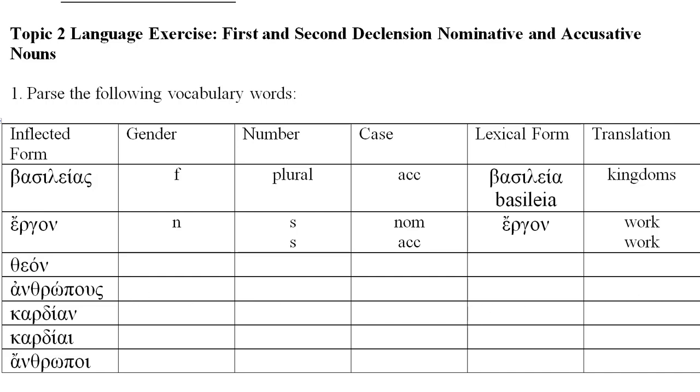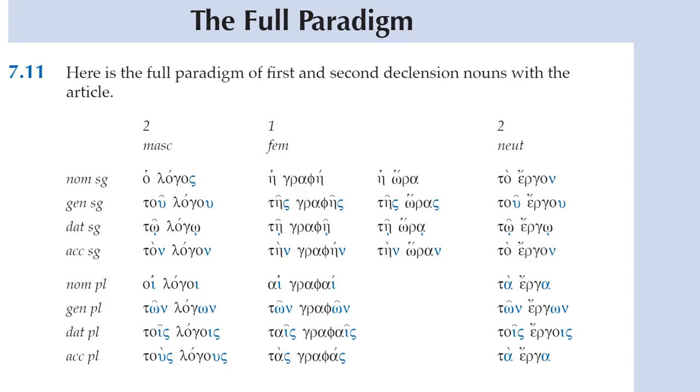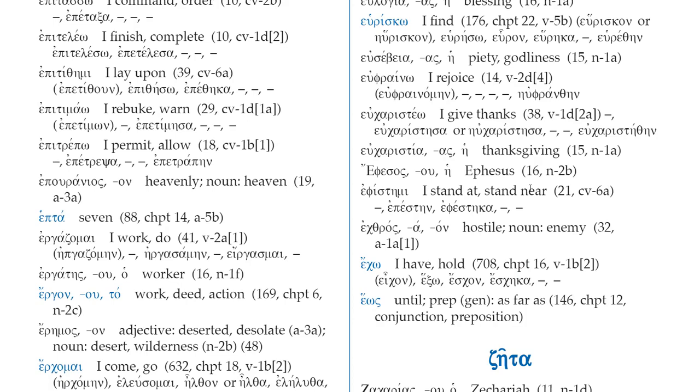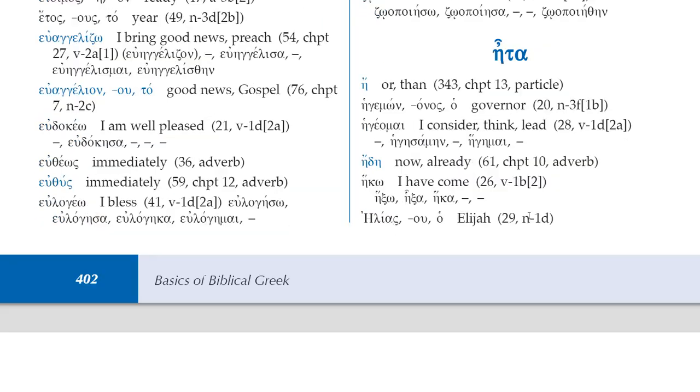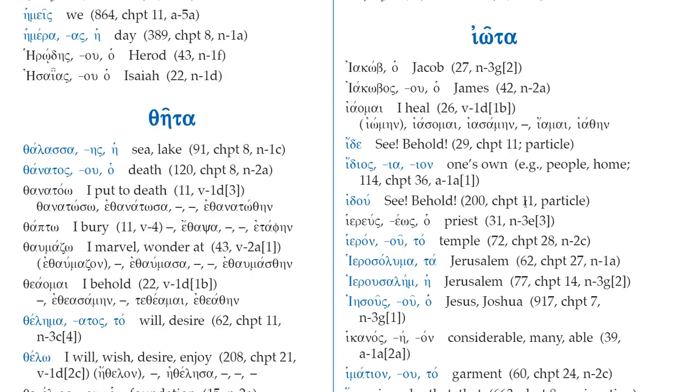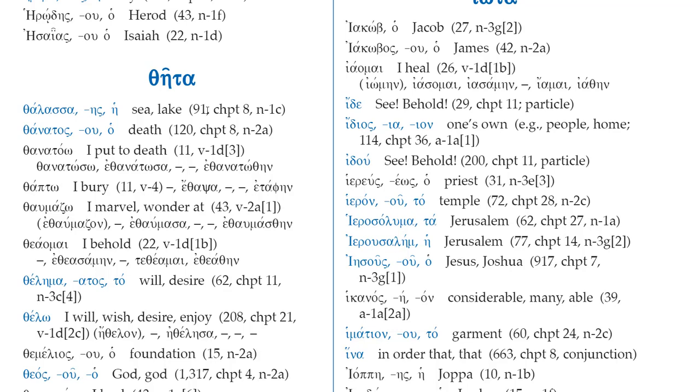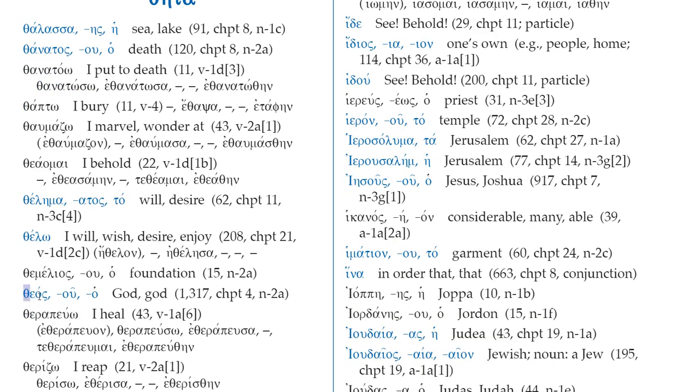I'm going to go to my lexicon, and I need to go beyond epsilon. So I'm going to go to zeta, eta, and then finally theta. Here we go, theta. I'm looking for theta epsilon. So I've got to come down alpha. Here's epsilon, epsilon, epsilon, epsilon omicron. Here we go. Here's theos.